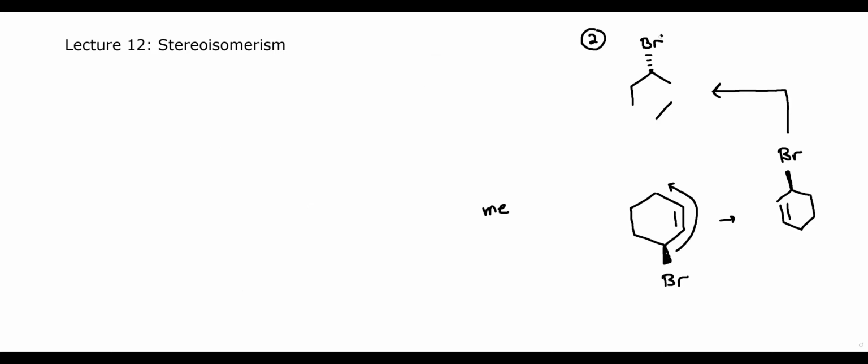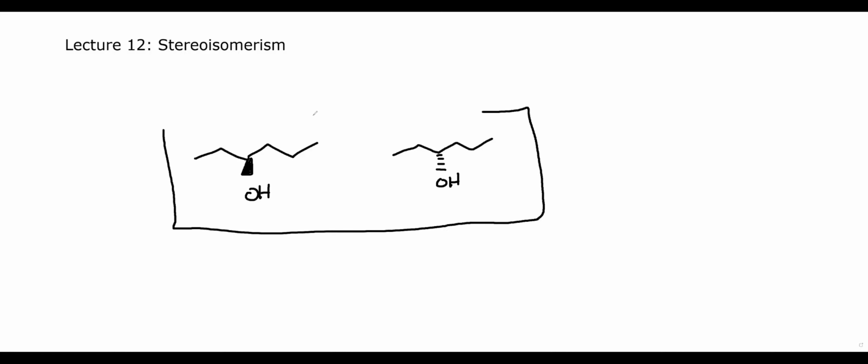So I'm assuming that most of you will be simply switching the wedges for hashes rather than drawing mirror images, which is perfectly fine. That's obviously my preferred method as well. So if we had a molecule like this, OH, and we want to draw the enantiomer, we simply draw this. Okay, nice and easy. This would be a pair of enantiomers. These are mirror images of each other, non-superimposable.